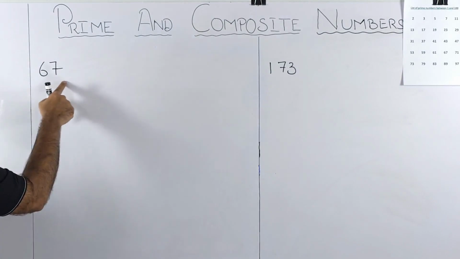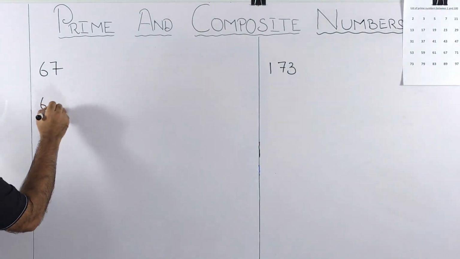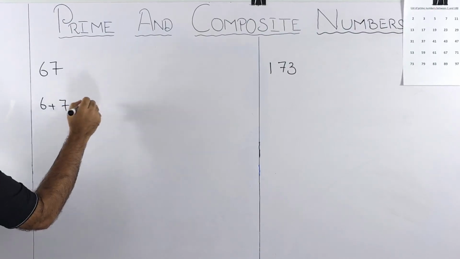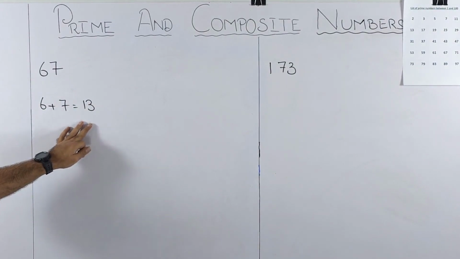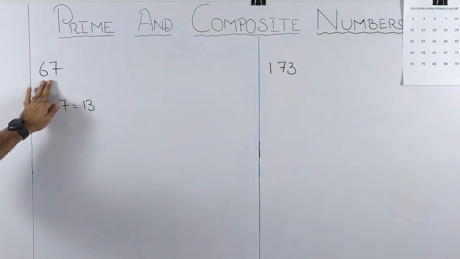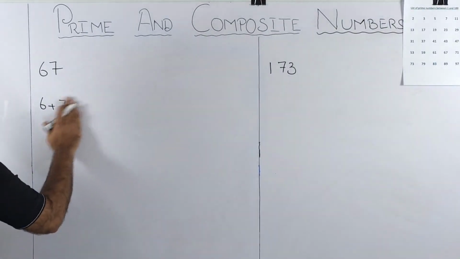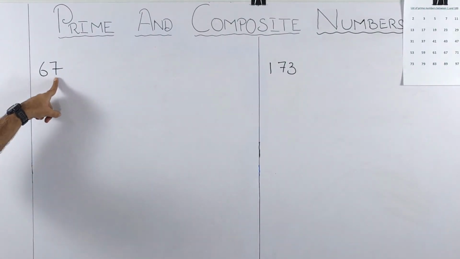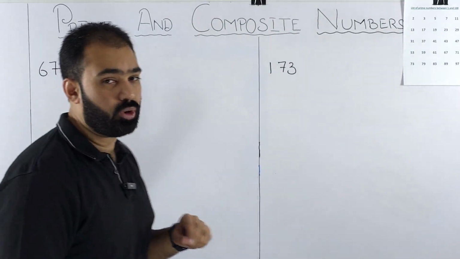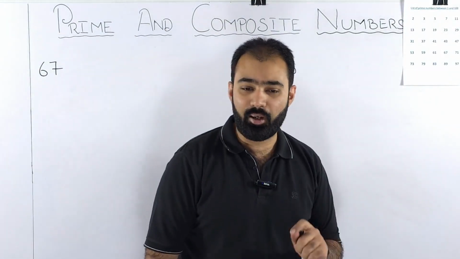For that, I have to add these both numbers. 6 plus 7 gives me 13. Now, 13 is not divisible by 3, which means 67 is also not divisible by 3. Now, let's apply the divisibility test of 5. Again, there is a 7 in the end. For the divisibility test of 5 to pass, it should have at least 0 or 5 in the end. But it has 7, which means 67 is not completely divisible by 5.